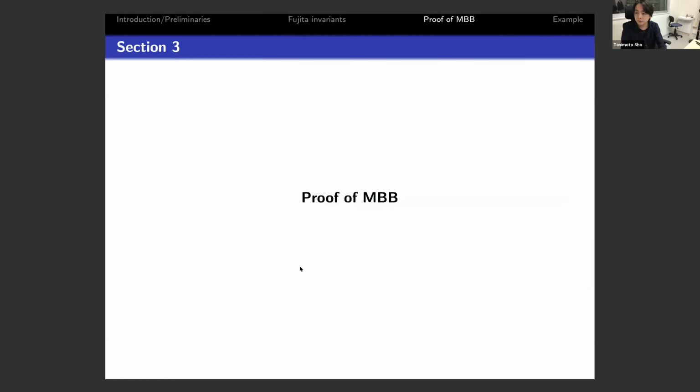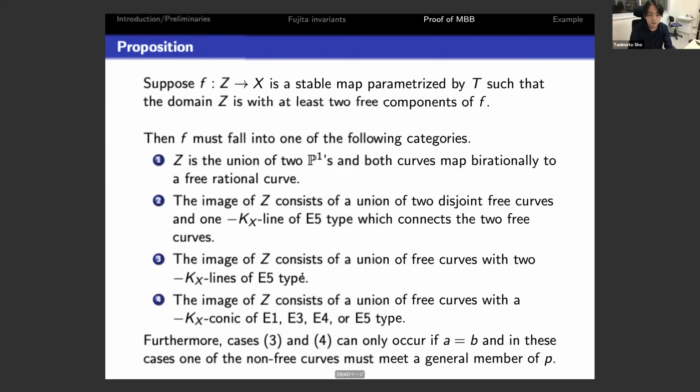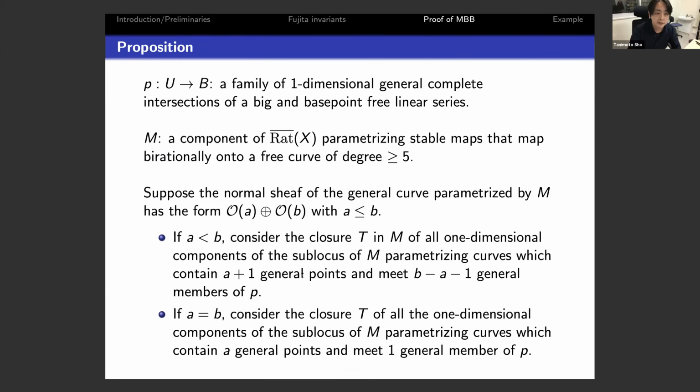All right. Then I need to prepare one proposition, but I couldn't state this proposition in one slide, so it's going to be 2 slides to state the proposition. Sorry, this is a mess.